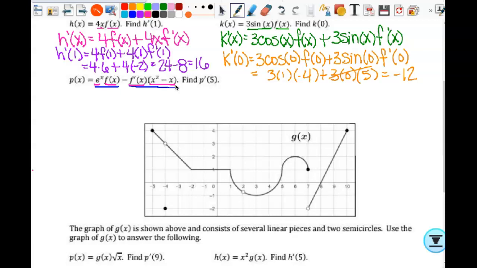So I want you to do p prime on your own, and then just stop. Don't go to the p prime of 5. Let's make sure we all agree. Try to think through it on your own, and then we'll double check, and I'll answer any questions we got.